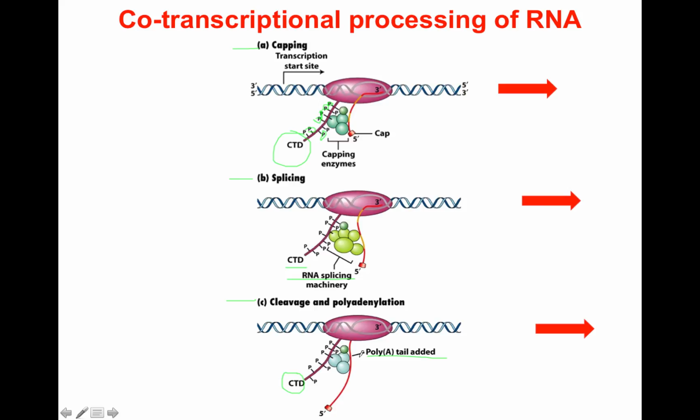And then later on, when the process of RNA polymerization is nearing its end, the pattern of phosphorylation changes, and now all the cleavage and polyadenylation machinery comes on and takes care of making sure that the 3' end is properly processed.